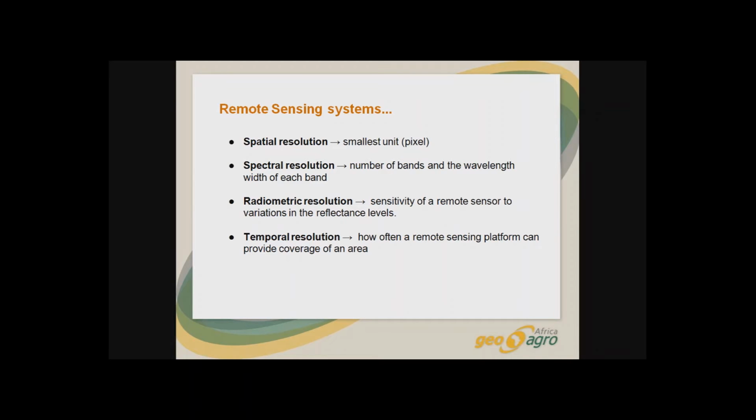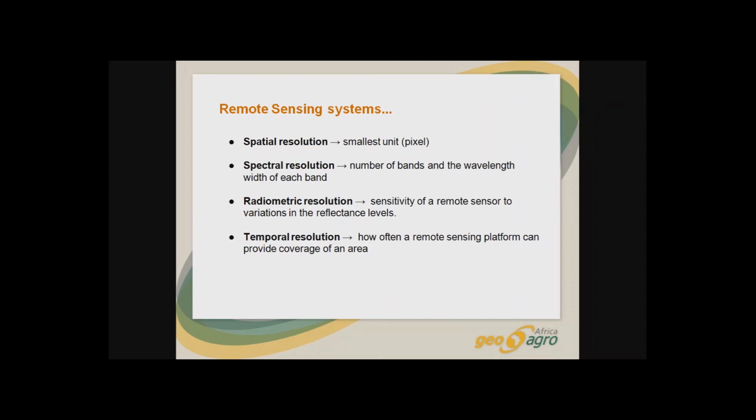UAVs, traditional satellites, we can talk even field sensors. We can talk about 4 concepts. Spatial resolution, which is the pixel that's going to be measured by the sensor. So anywhere from 20 centimeters to 250 meters, it's the range of sensors that we use in agriculture.